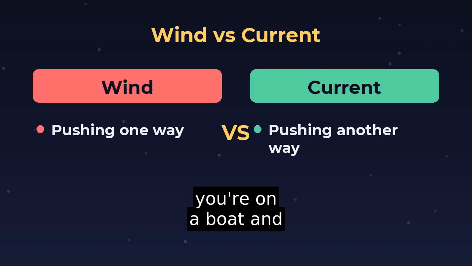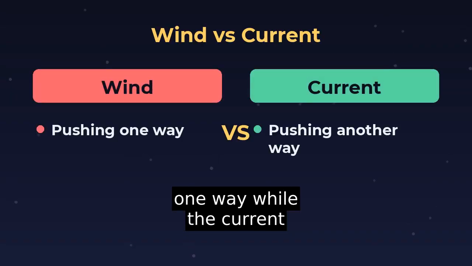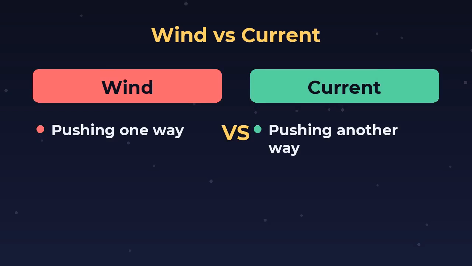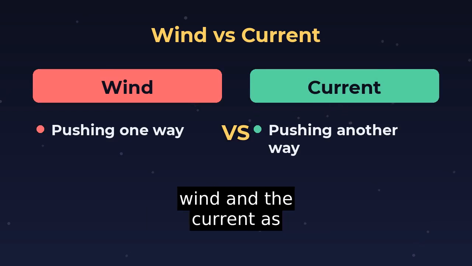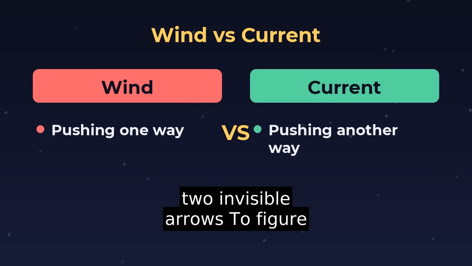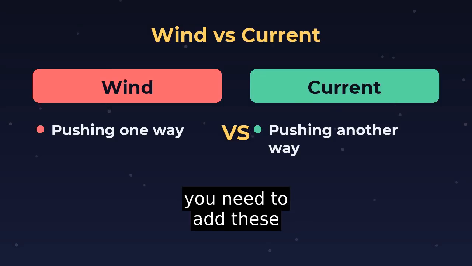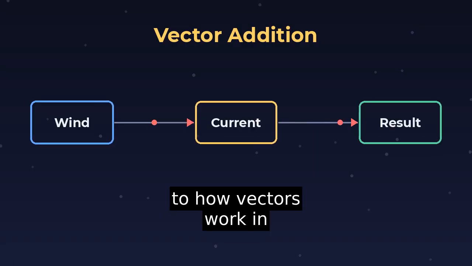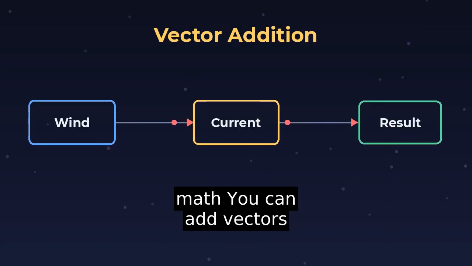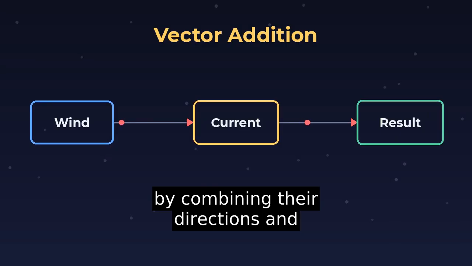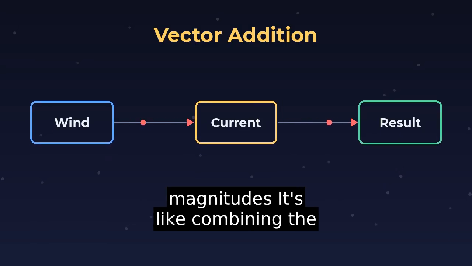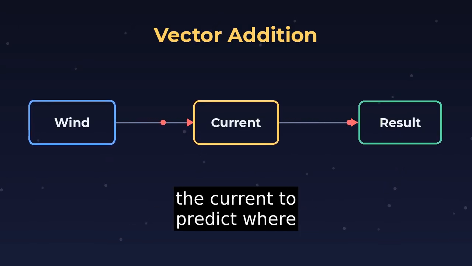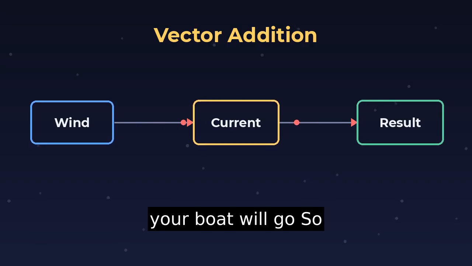Imagine you're on a boat, and the wind is pushing you one way, while the current is pushing you another way. You can think of the wind and the current as two invisible arrows. To figure out where you'll end up, you need to add these arrows together. This is similar to how vectors work in math. You can add vectors by combining their directions and magnitudes. It's like combining the forces of the wind and the current to predict where your boat will go.